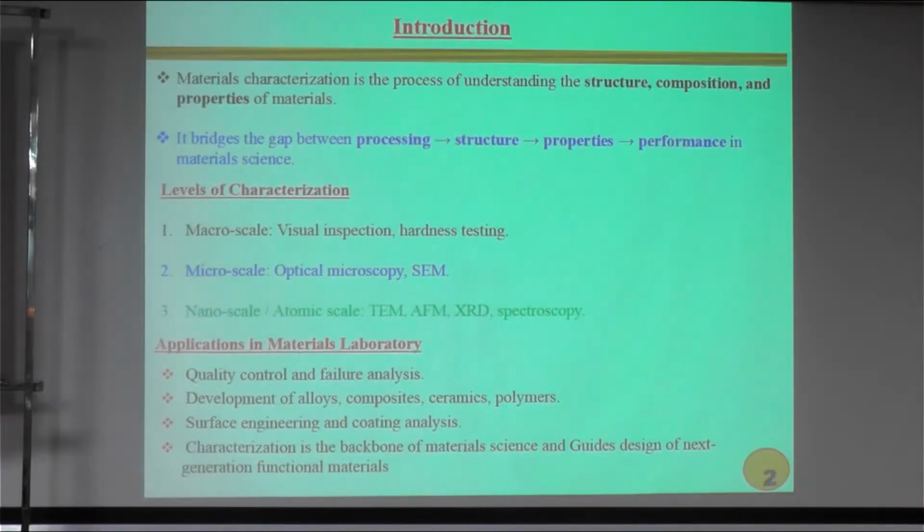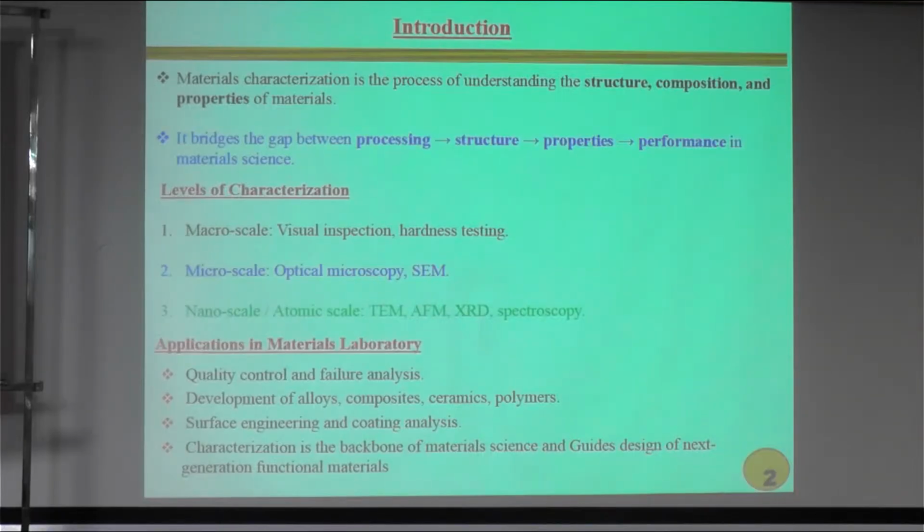Once you have done the processing, you need to judge whether it is done properly or not. This is followed by hardness testing. Then micro scale, in the sense of optical microscopy and scanning electron microscopy. Then coming to the in-depth level, that is called nanoscale. There you go to TEM and AFM, then X-ray diffraction, then some spectroscopy. Now, the application of the material laboratory.